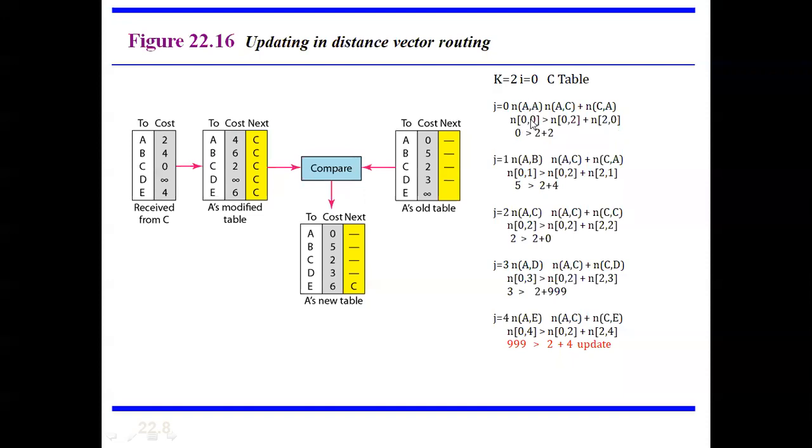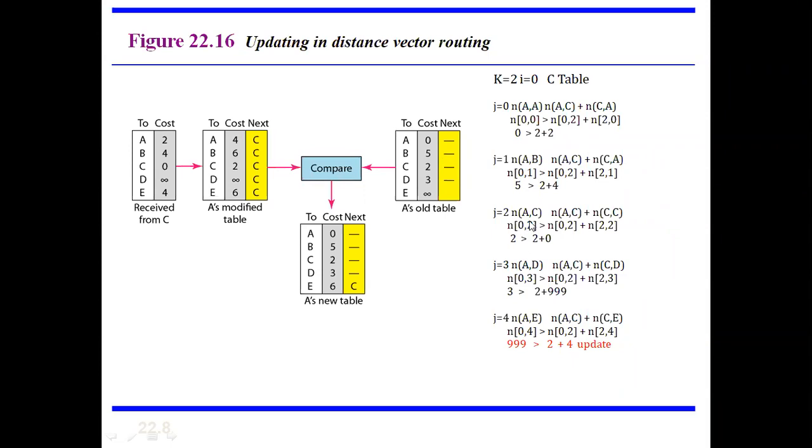Now for A to A, it is the same node, so we'll not see this example. We'll see the next example. To reach B, A to B, you can reach using the C node. So A to C, then C to B. What is the cost? That is 2 plus 4, 6. So 6 is greater than 5, so no changes.